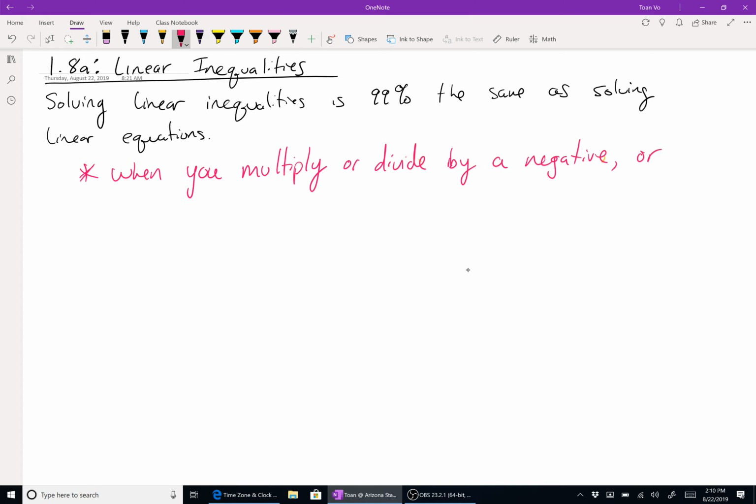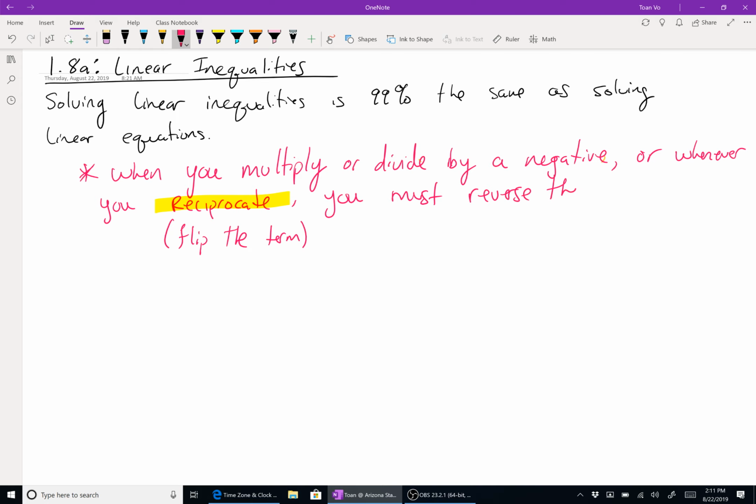By a negative, or whenever you reciprocate. Reciprocate means flip the fraction, or basically just flip the term. You must reverse the inequality.